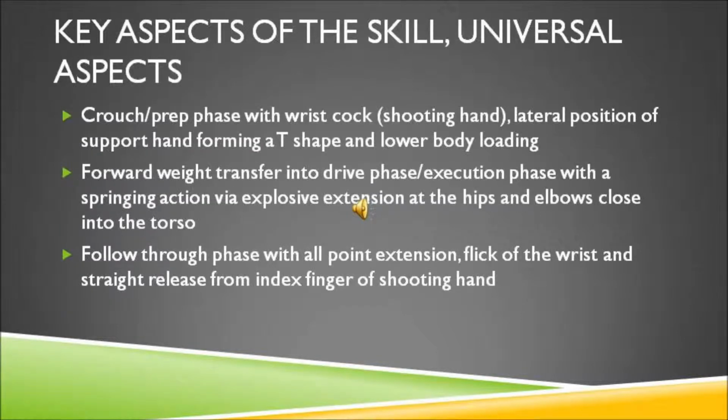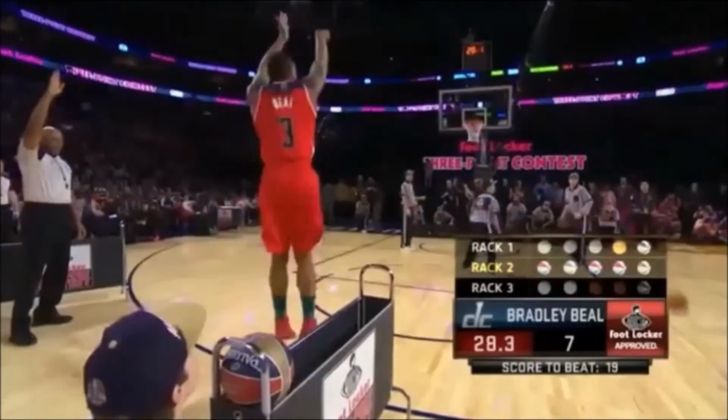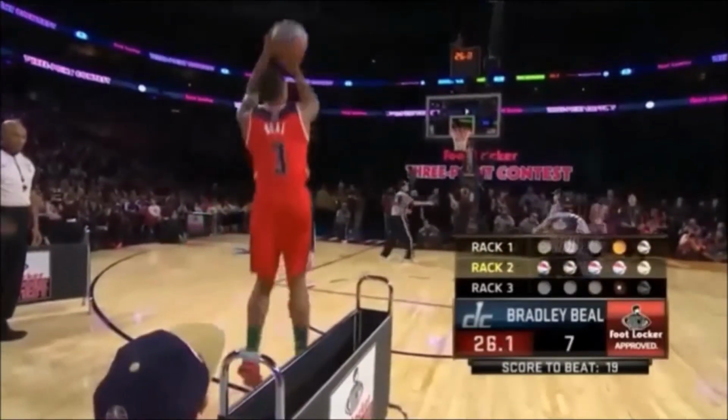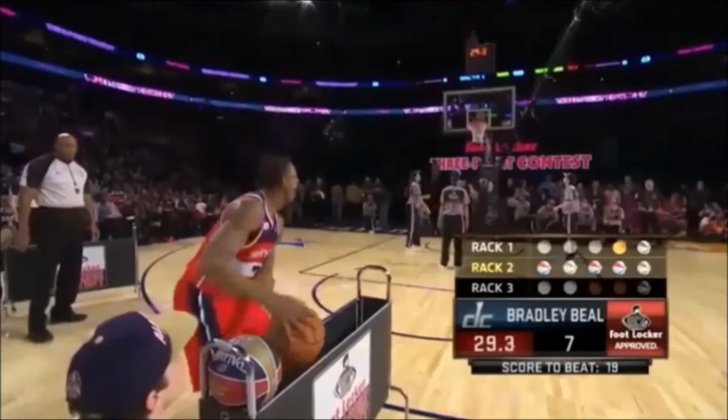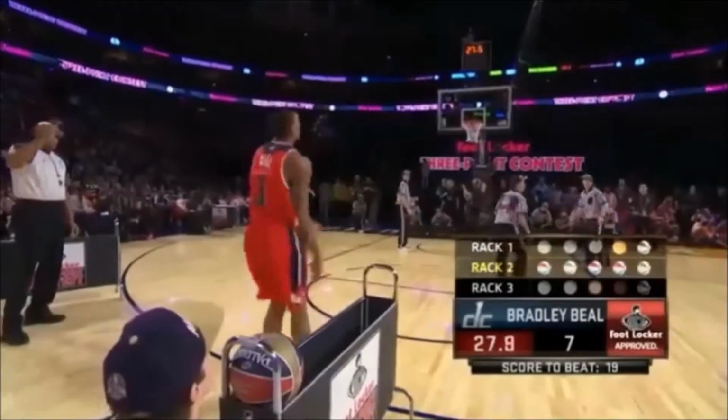There are three key sections of the skill organization that must be completed correctly: the crouch phase with the T hand placement, elbows tucked in tight to the torso through the upward drive phase, and the follow through with all-point extension and wrist flick. Here we have an NBA professional, Bradley Beal, demonstrating a basketball shot and the key aspects talked about in the previous slide.